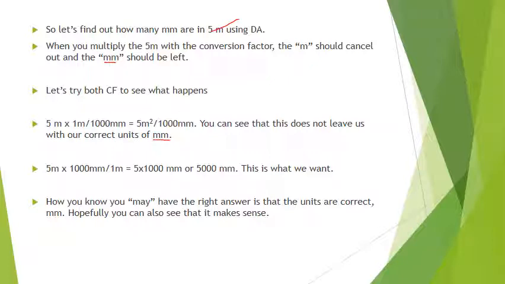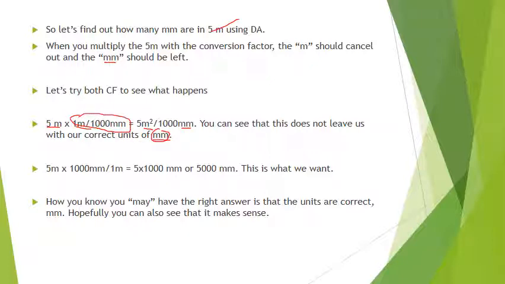Okay, so if you use 5 meters times 1 meter over 1000 millimeters, what we'll find is that the meters times the meters gives meter squared, and then you end up over millimeters. You can see that you're not left with just millimeters, you're left with this weird thing, meter squared over millimeter, and so you know that this is probably not going to be the right answer, because you used the wrong conversion.